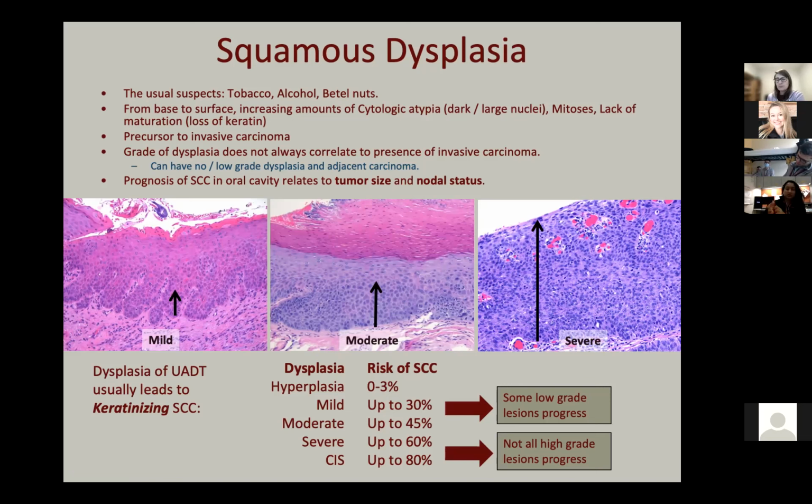And so it can be a challenge. The grading of dysplasias can be a challenge, and the prediction of development of invasive carcinoma can also be a challenge because of this reason. So just keep that in mind. Once we have an invasive squamous cell carcinoma, our prognosis is generally related to tumor size and depth of invasion, certainly, as well as the status of the lymph nodes.